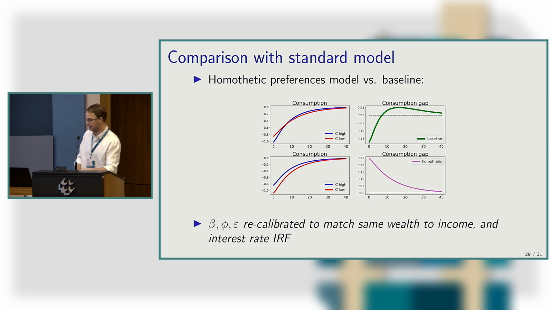So finally, I compared the predictions of my baseline model with the standard incomplete markets model with homothetic preferences. The responses of the standard model are the bottom 2 plots in the slide. And what you can see looking at the consumption gap is that this model is unable to generate a negative response of this gap, which means that it's unable to generate a higher response of consumption by low-skilled workers.